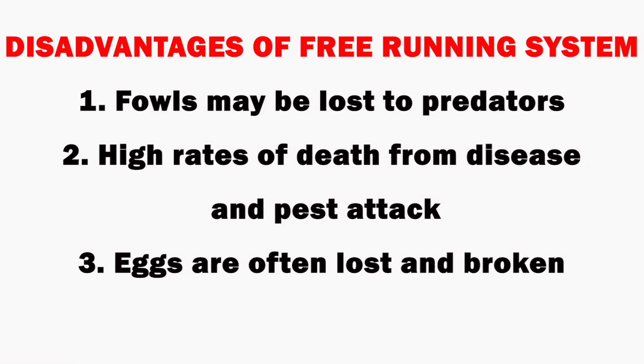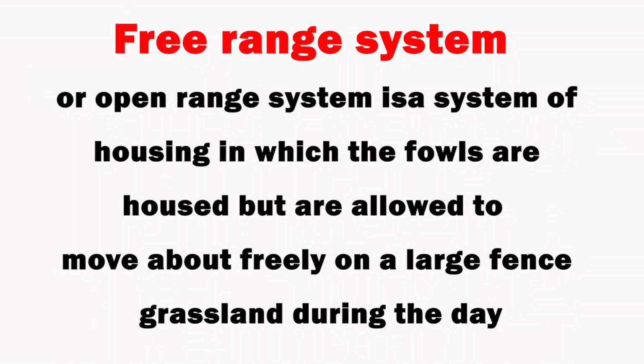All right, let us look at free range system. Free range system or open range system is a system of housing in which the fowls are housed but are allowed to move about freely on a large fenced grassland during the day.